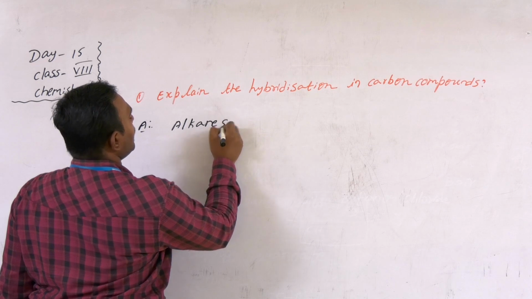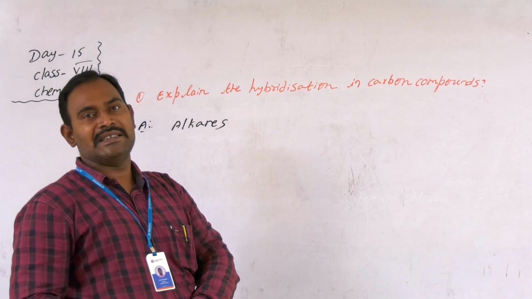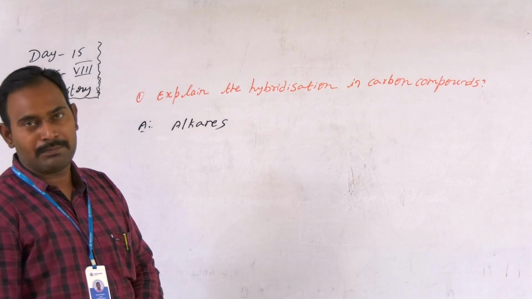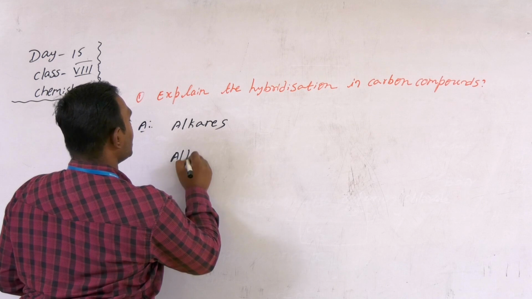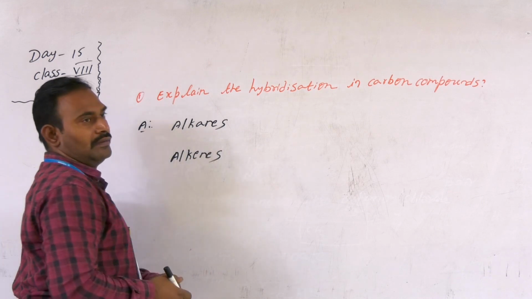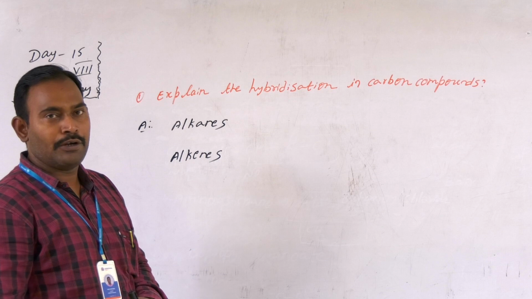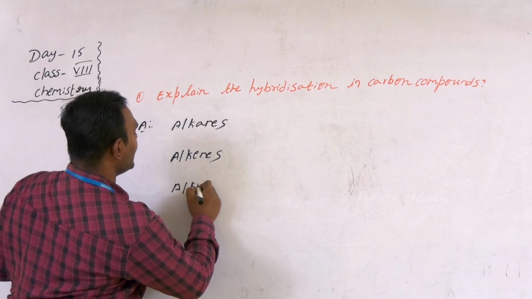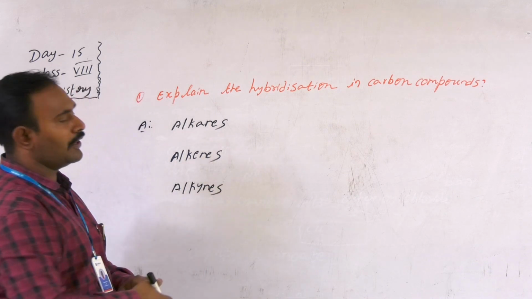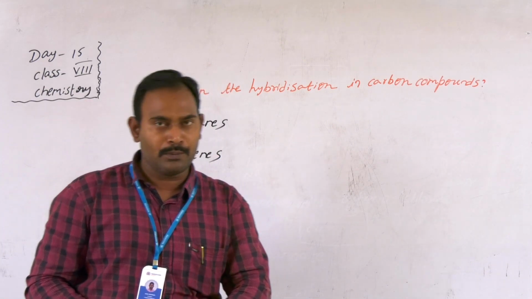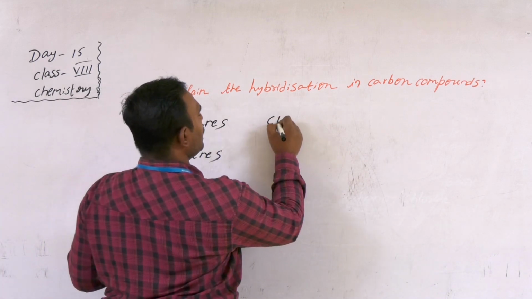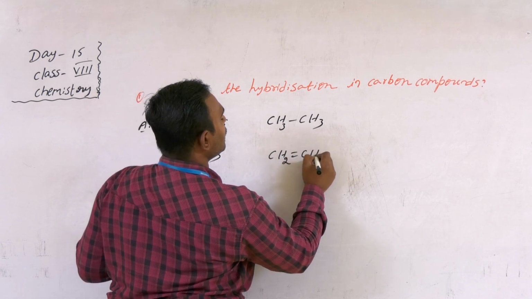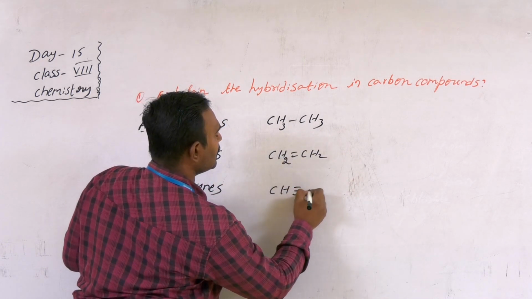Alkanes are the hydrocarbons with single bonds. That means between the carbon and carbon, single bonds are present. Next coming to the alkenes: these are unsaturated hydrocarbons with at least one double bond. Next coming to the alkynes: these are unsaturated hydrocarbons with at least one triple bond. Now we are taking the examples ethane, ethene, and ethyne.